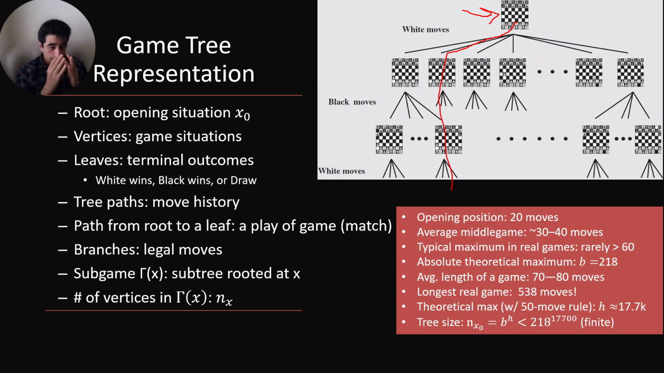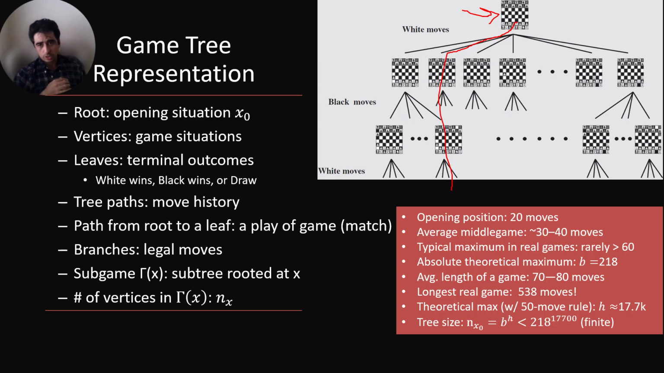That will show you the move history, because you will have a sequence of chess situations or chess states that's going to give you the move history. And then if this path continues from the root to a leaf, that would be a play of a game. That means you can represent the whole game from the start, when you have an opening situation, all the way to the end, when either a player wins or we have a draw.